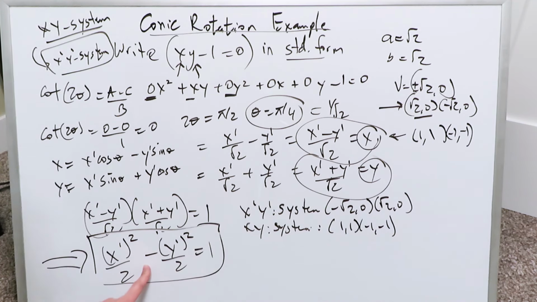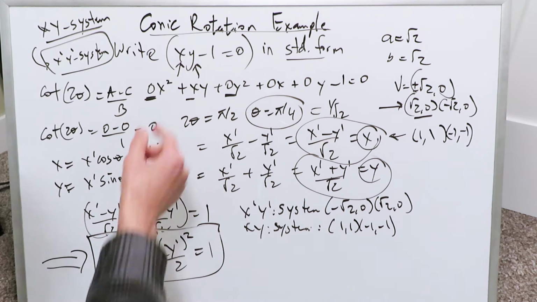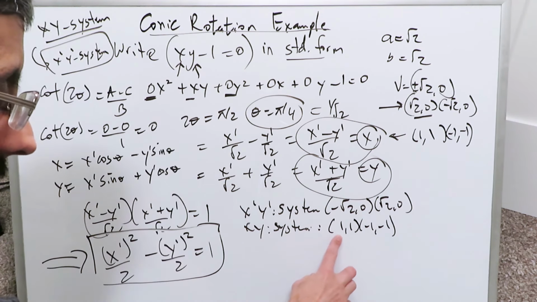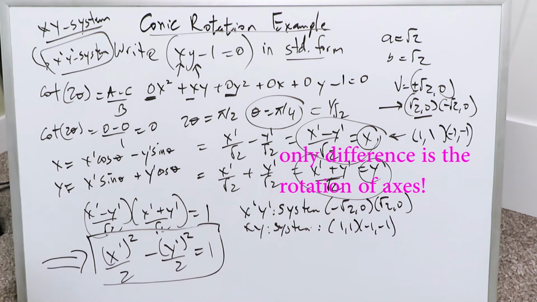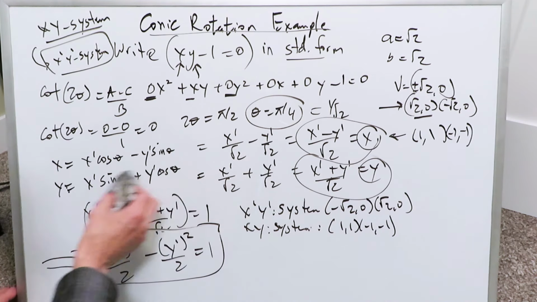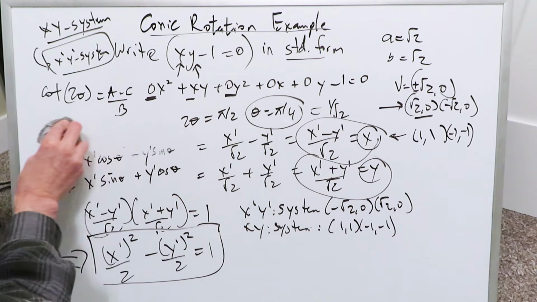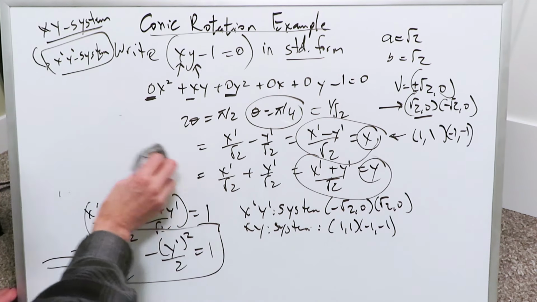In this system, your vertices of this hyperbola are minus root 2 comma 0 and root 2 comma 0. In the original xy system, which has the xy component, your hyperbola vertices are 1 comma 1 and minus 1 comma minus 1. And now it would make sense to actually graph this for you, and I need to make some space. I can make space by eliminating these formulas over here, because you know what they are and I don't need to show you those anymore.